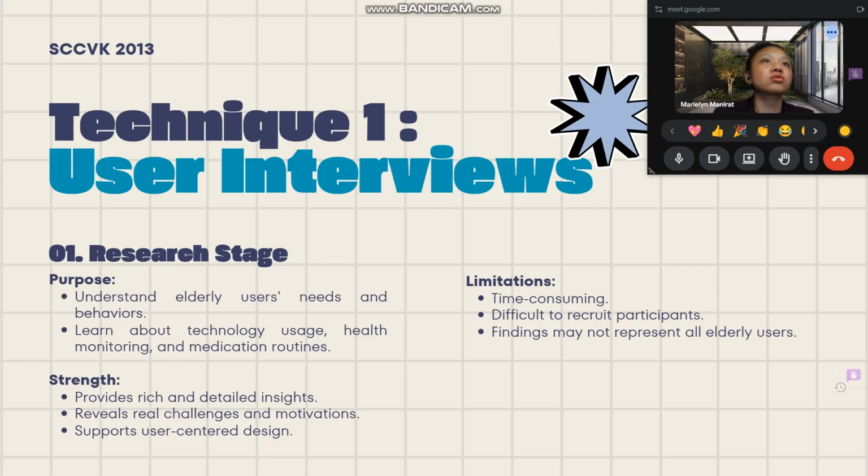It also has limitations. User interviews can be time consuming, and recruiting elderly participants may not be easy since elderly users are very particular, and sometimes they have a lot of demands and requirements. So findings may not represent well even if we go through the entire elderly population.